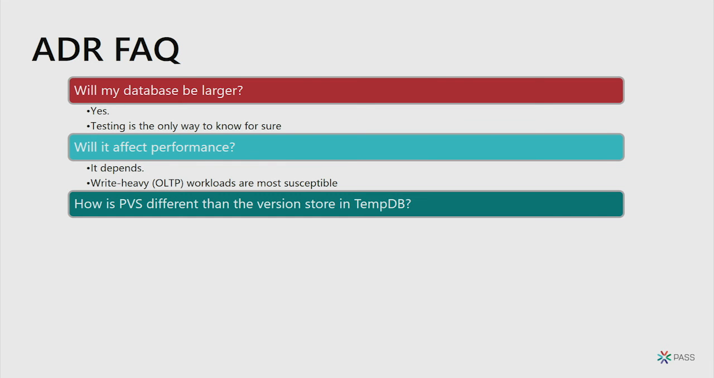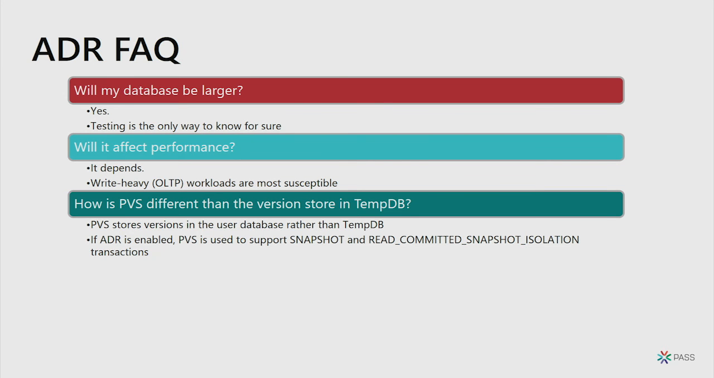How is PVS different than the version store in TempDB? So first, it stores it in the user database versus TempDB. And like I said earlier, if ADR is enabled, PVS is used to support snapshot and read committed snapshot isolation. So that's kind of cool. Take some work out of TempDB, take some load off TempDB.